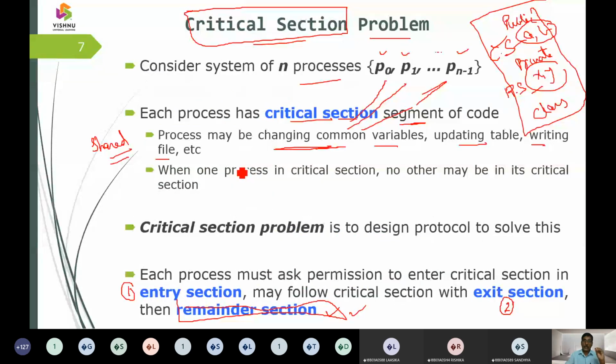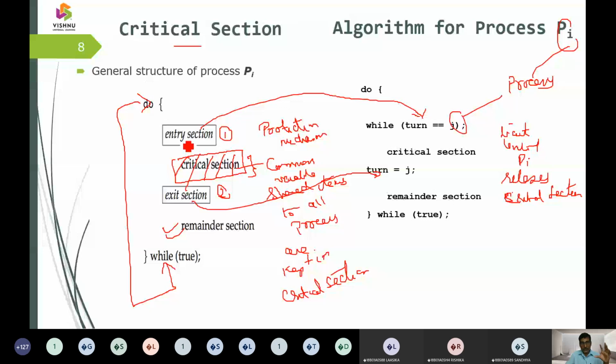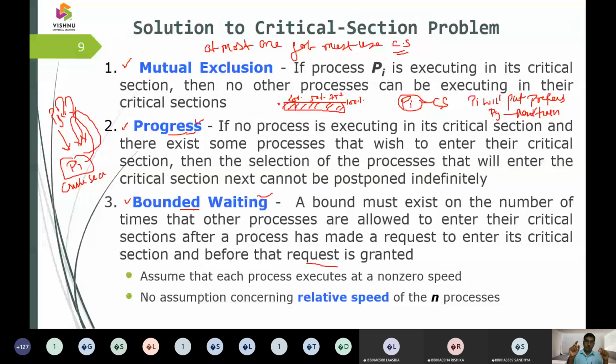In the critical section, we have some shared variables, the common variables, the writable files, etc. Those we call public members, and the private members, which are accessible exclusively to that process, are put in the remainder section. So the entry and exit sections act as a protection mechanism for the shared variables. How is this protection mechanism done? It is done with a concept called mutual exclusion. Mutual exclusion ensures that at most one job is taken up at a time.